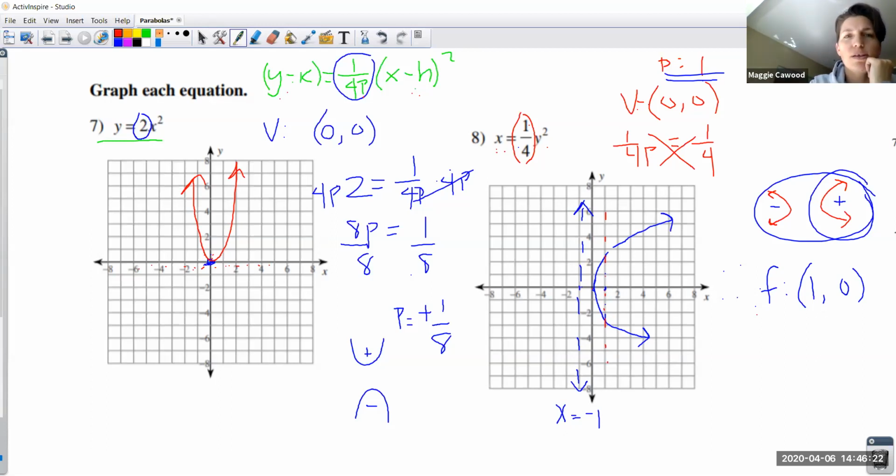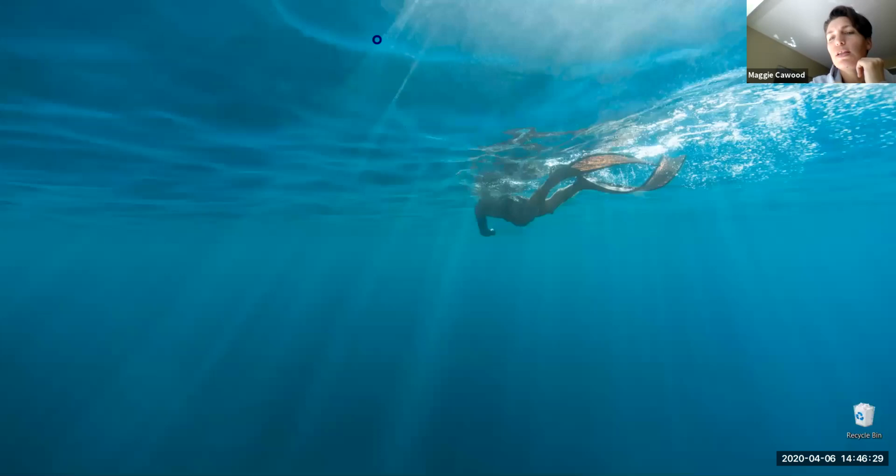All right, let me undo. Sorry, those red dots are not correct. Never leave bad math.